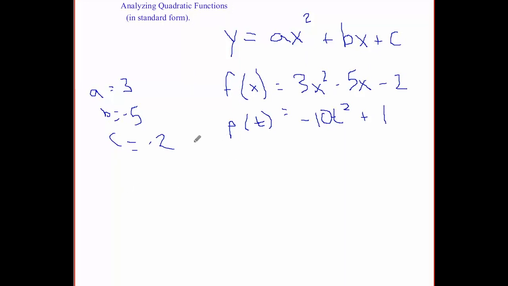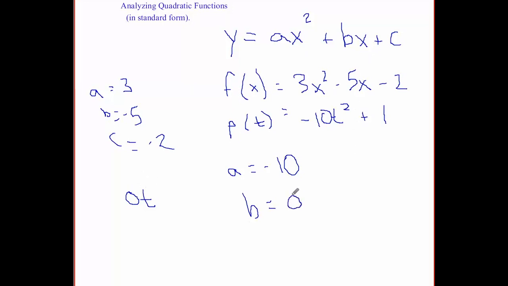Well, in this case, just to show it, the value of a is equal to negative 10, and b, well, that can be a little confusing. What happened to b? Well, in this case, there is none. So that's the equivalent of saying 0t. If you have anything times 0, it's just going to equal 0, so it kind of disappears from the function.